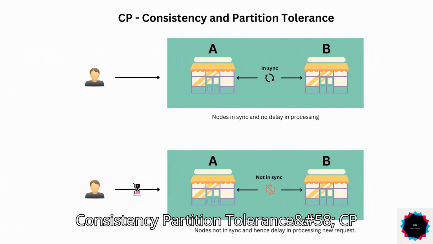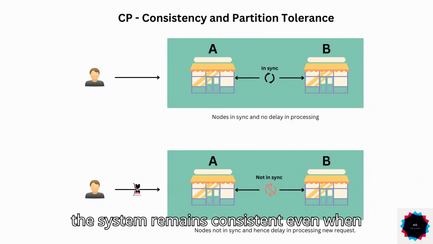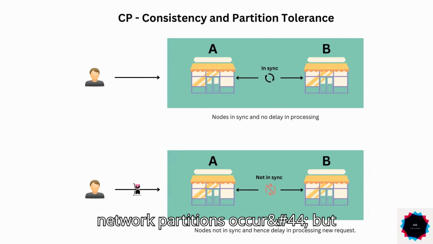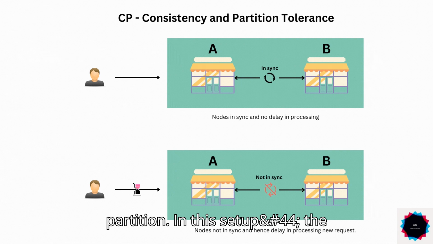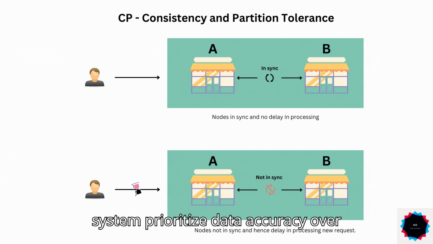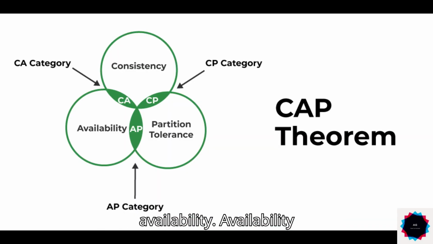Consistency plus partition tolerance. The system remains consistent even when network partitions occur, but availability may be sacrificed during the partition. In this setup, the system prioritizes data accuracy over availability.